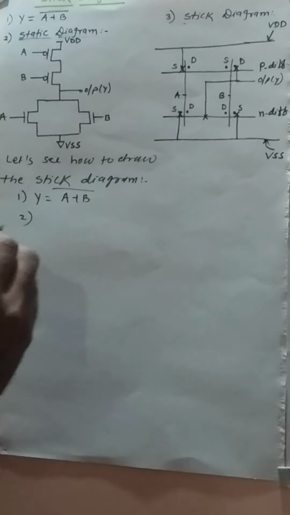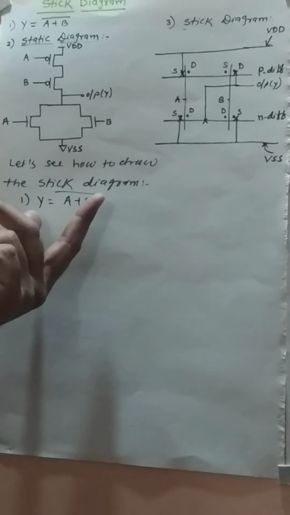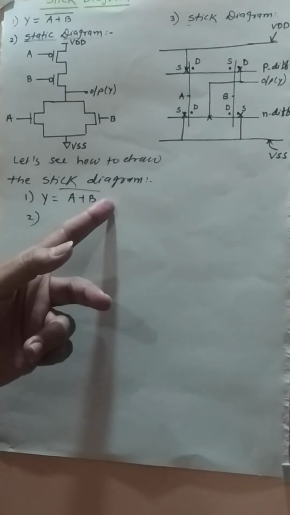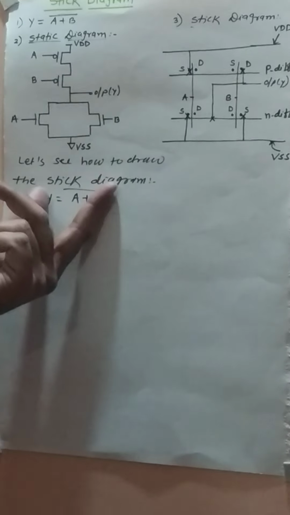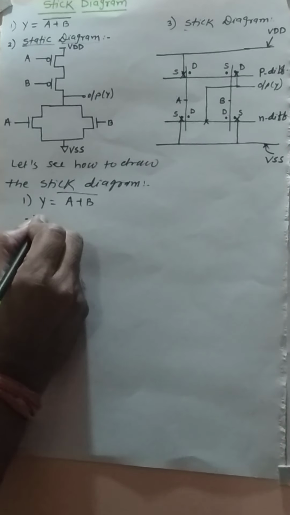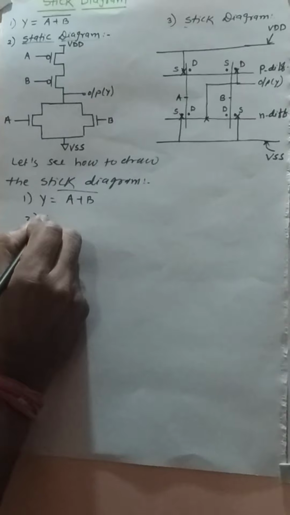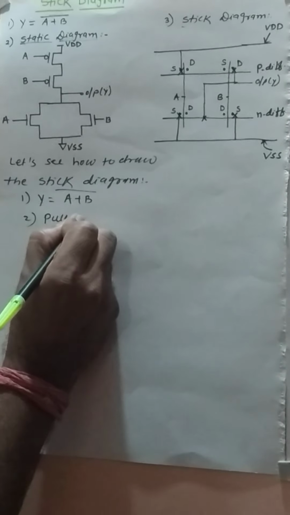So let's see. First part is y equal to a plus b bar, which is the required equation in the question, which is in complemented form. Then draw the static diagram. Static diagram consists of pull down network and the pull up network. So second part is draw the pull down network.